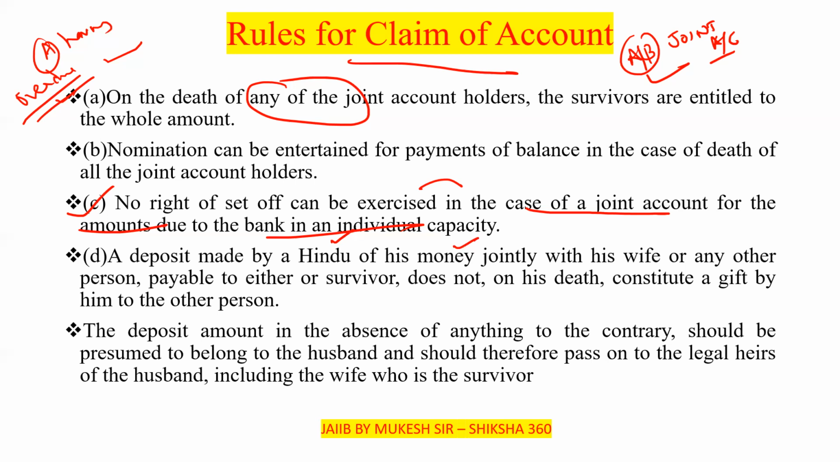A deposit made by a Hindu of his money jointly with his wife or any other person, payable to either or survivor, does not, that means on his death, constitute a gift by him to the other person. So the deposit money, in the absence of anything to the contrary, should be presumed to belong to the husband and should therefore pass on to the legal heirs of the husband, including the wife who is the survivor. So it depends upon case to case. I hope all of you are able to understand all these cases.